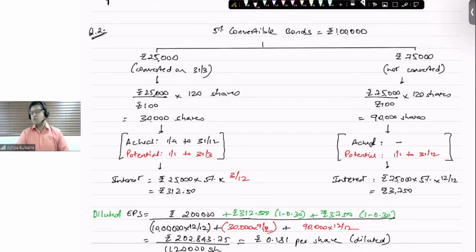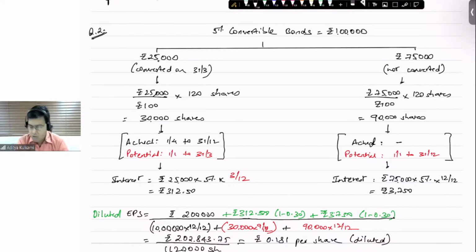Okay, Soham is asking, sir, 312.5 has already come in actuals, so why add it? That is why we are adding it, because it is potential for the period of 1st January to 31st of March. I should not include the finance cost for these 3 months.